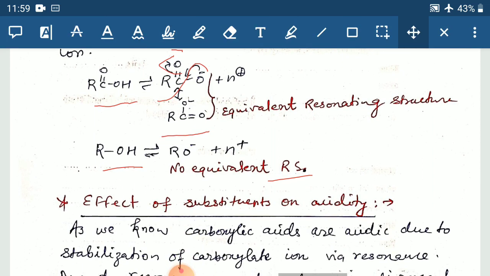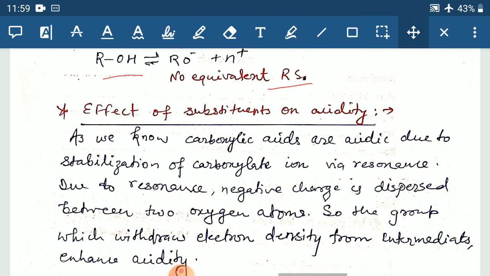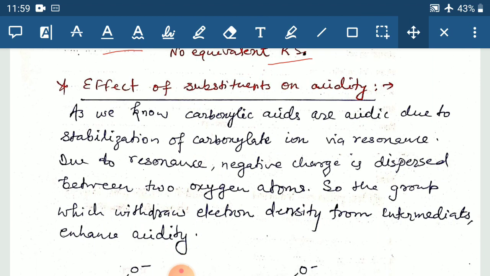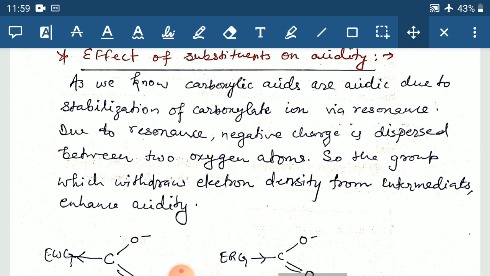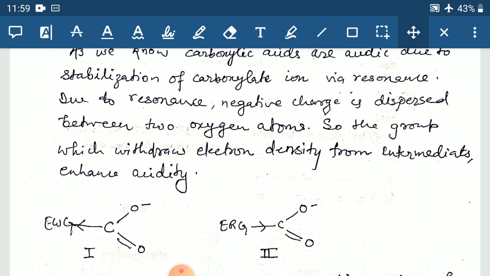Now, the effect of substituents on acidity. As we know, carboxylic acids are acidic due to stabilization of carboxylate ions via resonance. Due to resonance, negative charge is dispersed between two oxygen atoms. So a group which withdraws electron density from the intermediate enhances acidity. In simple chemistry, we know that if there is a charge and that charge is dispersed, whether positive or negative, then stability increases.